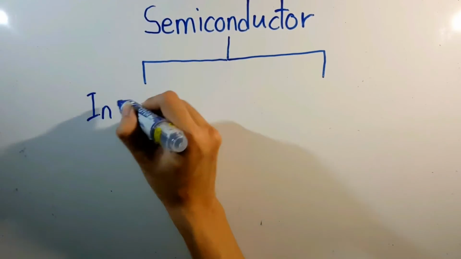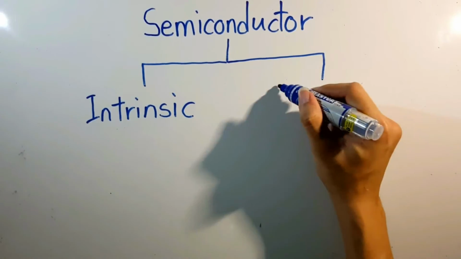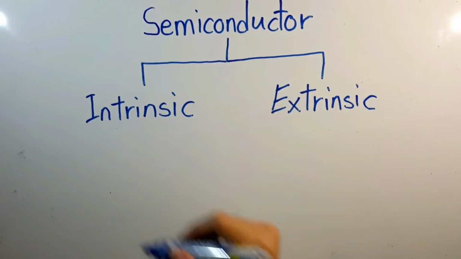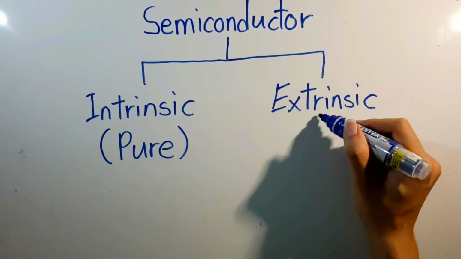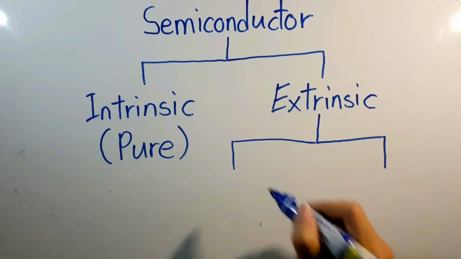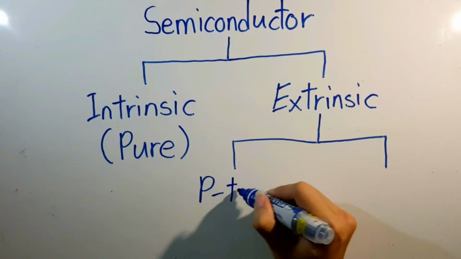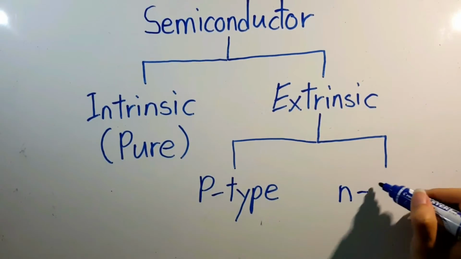There are two types of semiconductors, which are intrinsic semiconductors and extrinsic semiconductors. Intrinsic semiconductors are pure, while extrinsic semiconductors are doped with impurities, forming two more types, the p-type and n-type semiconductor.